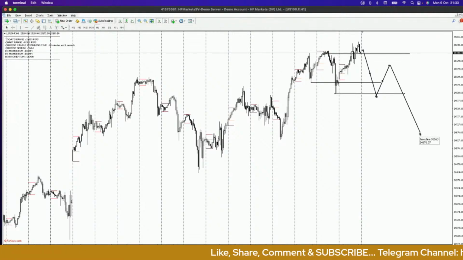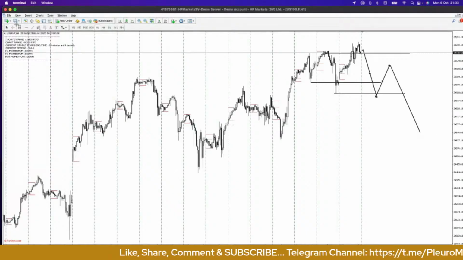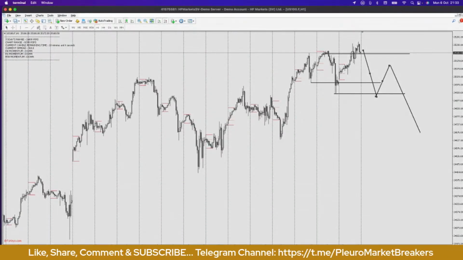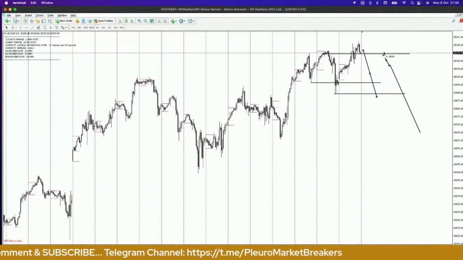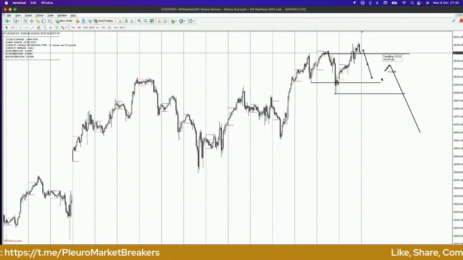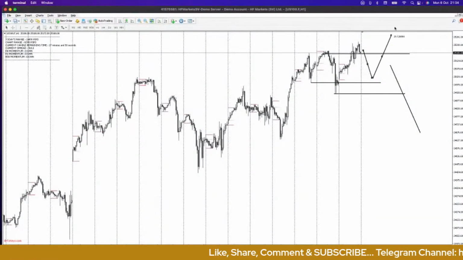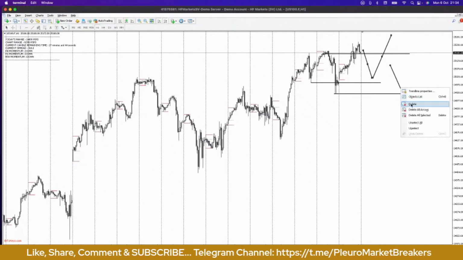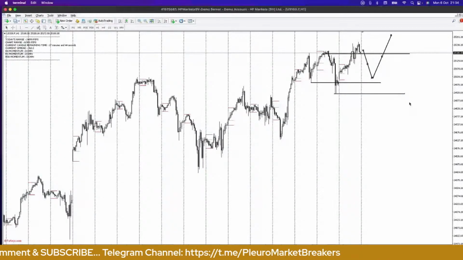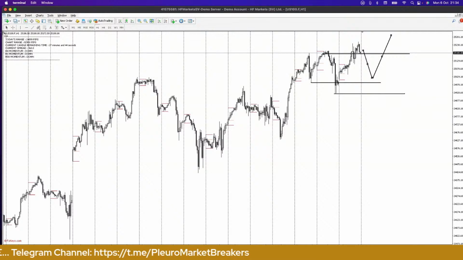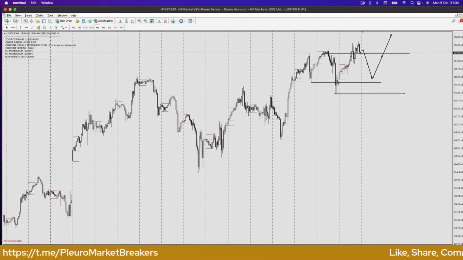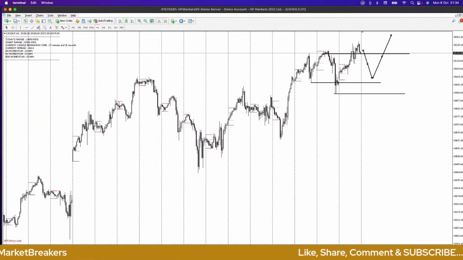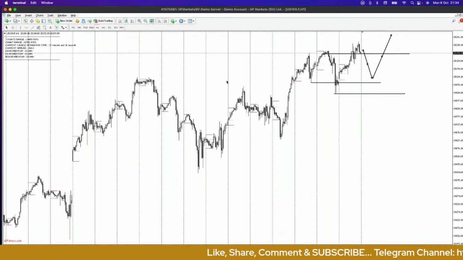So, that's my bearish hypothesis for NASDAQ. This is my bullish hypothesis for NASDAQ. So this is my bullish hypothesis for NASDAQ. How am I going to know what to trade? Well, I've showed you what I would do as an intra-week trader. Let me show you what I do as a scalper.